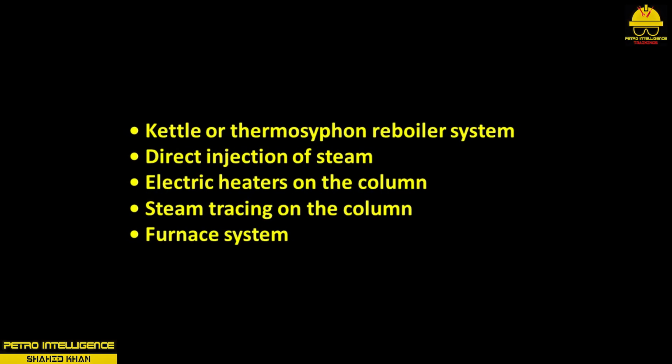Heat balance inside the packed column is maintained with one or more of the following systems: kettle or thermosiphon reboiler system, direct injection of steam, electric heaters on the column, steam tracing on the column, furnace system. A kettle reboiler is a device designed to add heat to the column. Kettle reboilers take suction off the bottom of the column and heat it up until a part of it vaporizes and is sent back to the column. The liquid that does not vaporize is sent to another system for further processing.